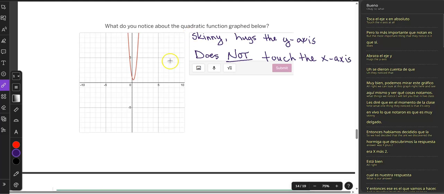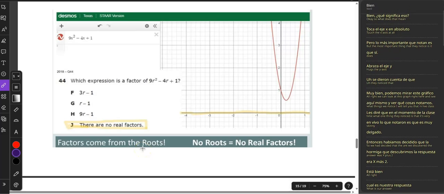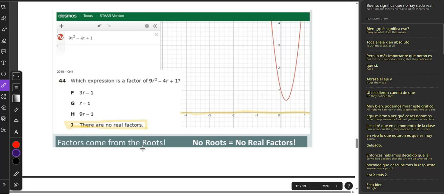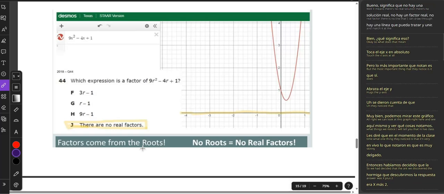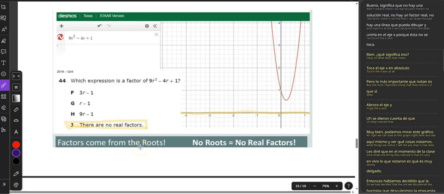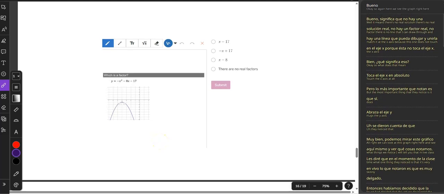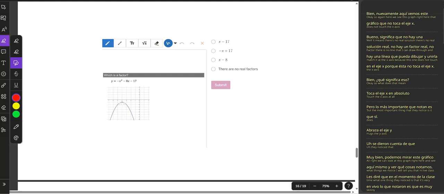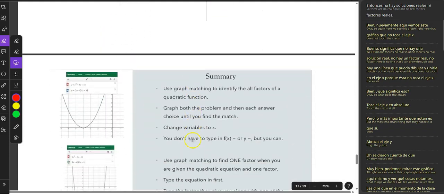Okay, so what does that mean? Well, it means there's no real solution. There's no real factor. There is no line that I can draw through and match it at the x-axis because this one does not touch the x-axis. Okay, so again, here we see this graph right here that does not touch the x-axis. So there are no real solutions, no real factors.